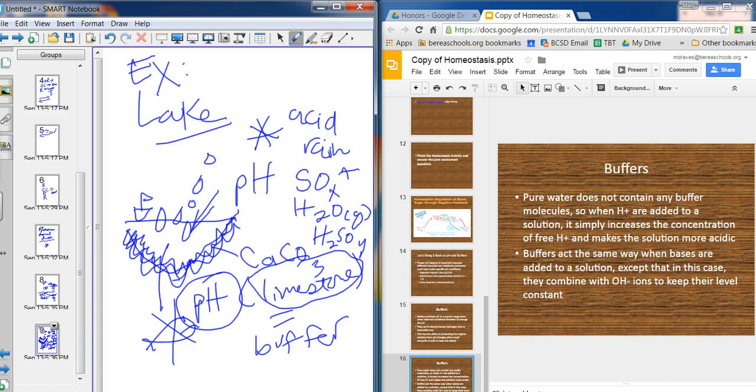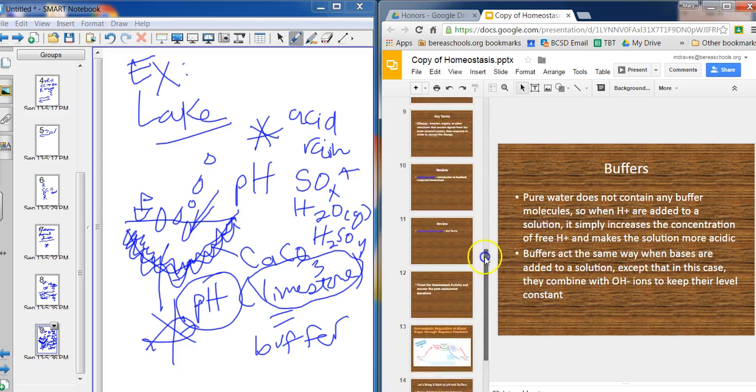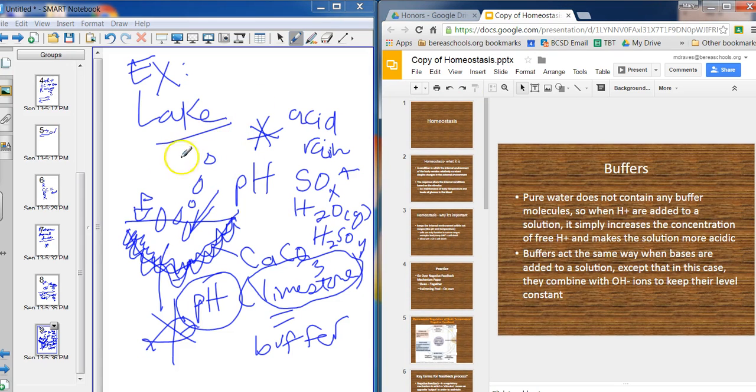Okay, that's it. So make sure that you have these notes from these slides in your notes, and also my additional notes that I have written here so neatly.